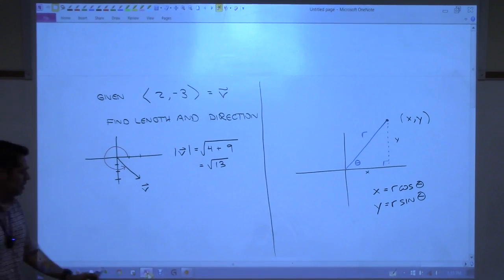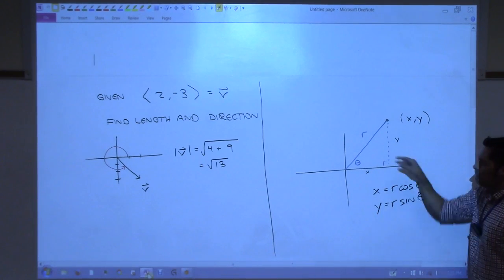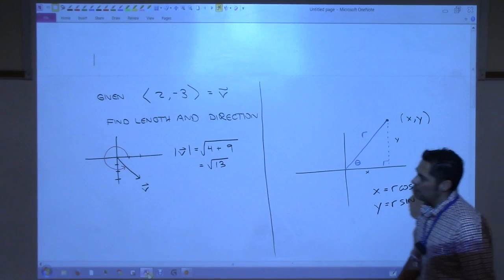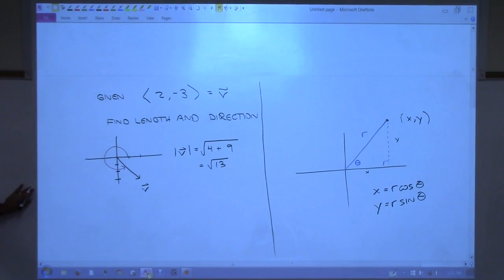That's not what we want. The direction of this vector is the angle that goes all the way around. This formula works for all angles. So what we're going to do here is try and recover the angle.